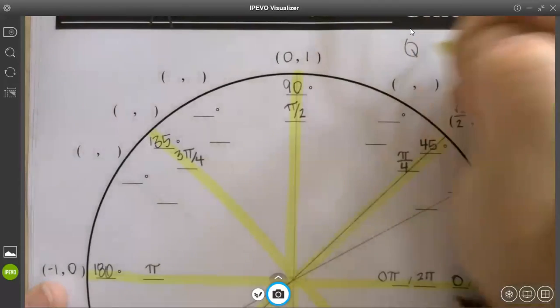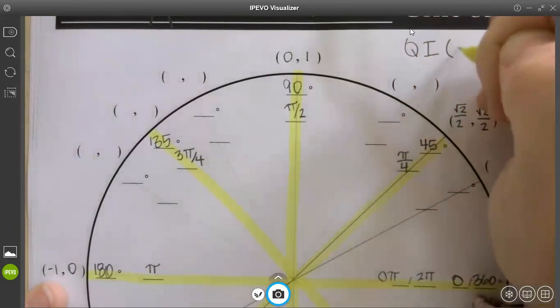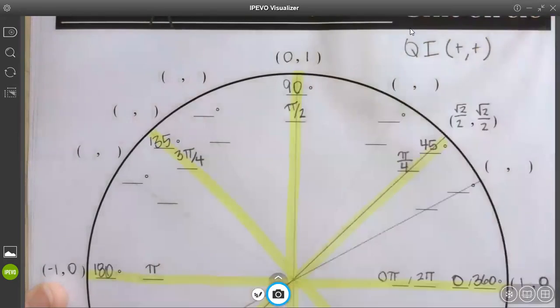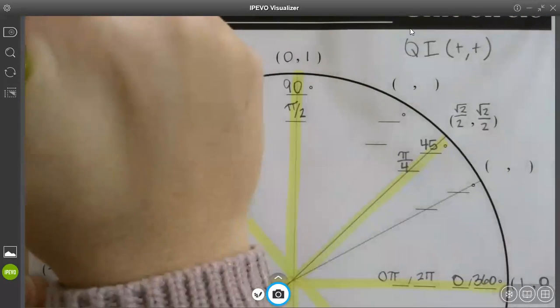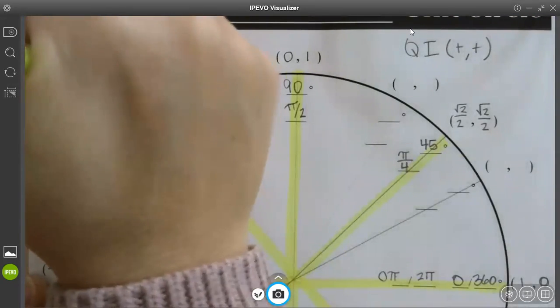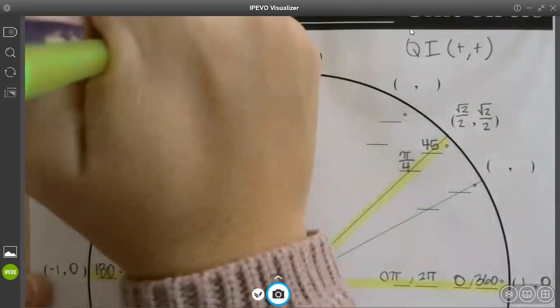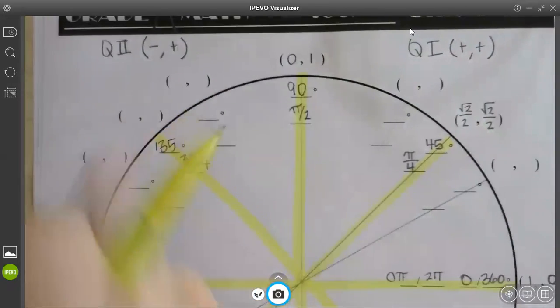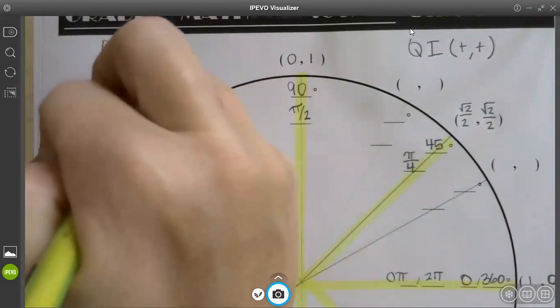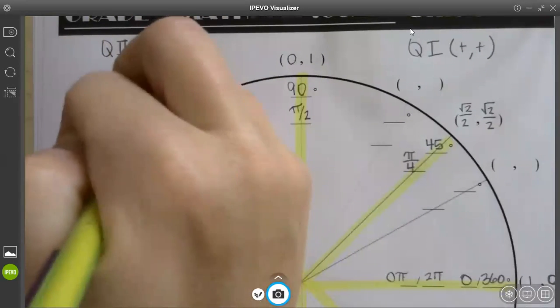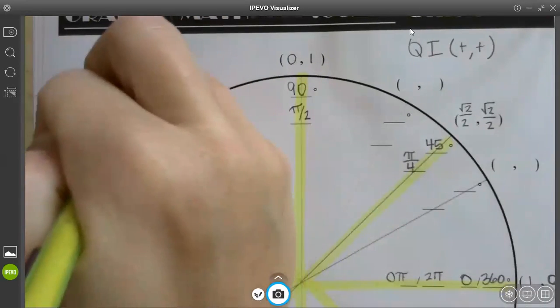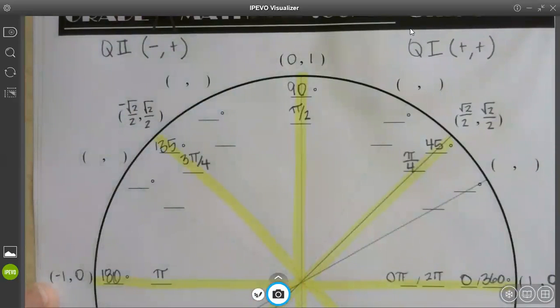Remember that in quadrant 1, your coordinates are positive, positive. What are they in quadrant 2? Negative, positive. So right here on this 45-degree angle, it's still going to be square root of 2/2. Just the first one's going to be negative because it falls in quadrant 2.